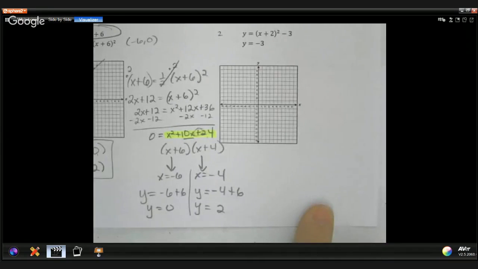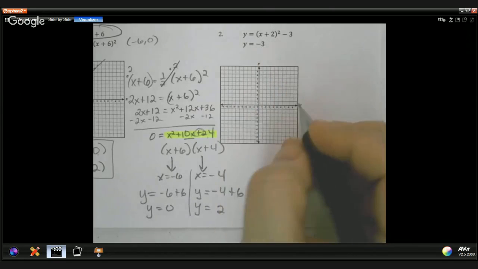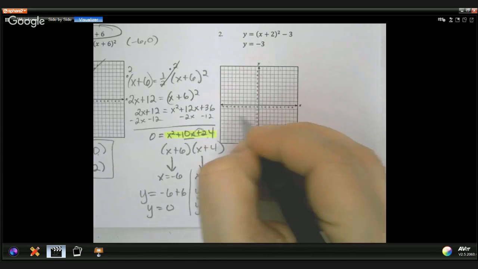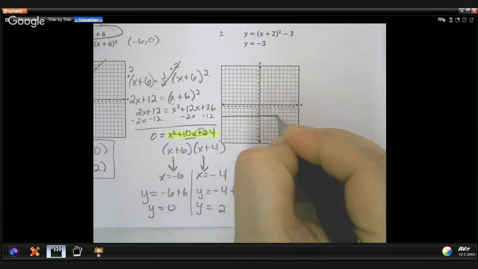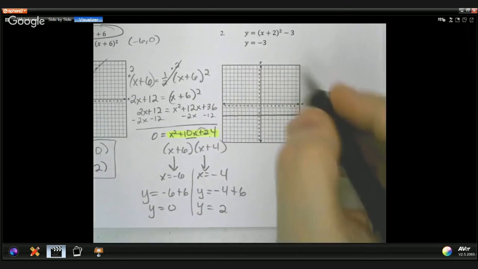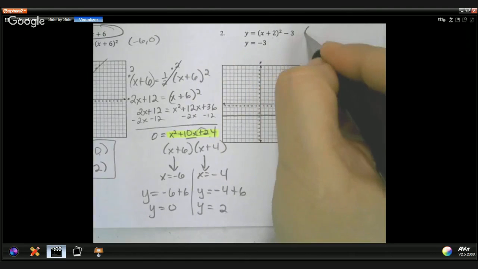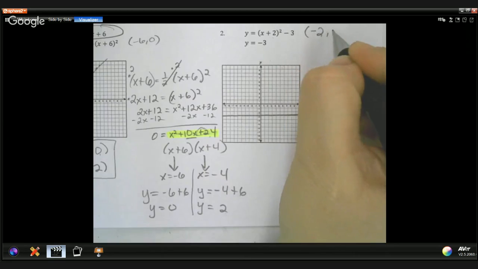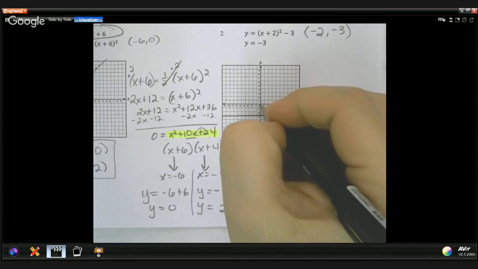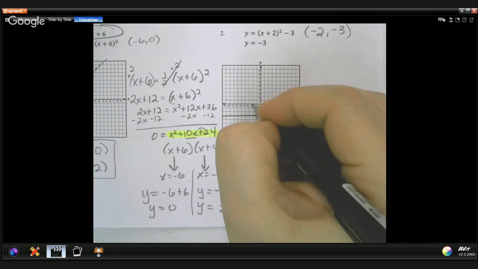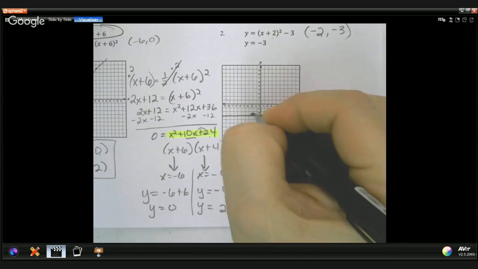Okay, so let's look at number 2. I'm going to start off by graphing this one. -3 is a horizontal line right here. That one's nice and easy. And so now I'm going to graph this one, which I know I go to the left 2 and down 3. So to the left 1, 2, and down 3. And it goes up.